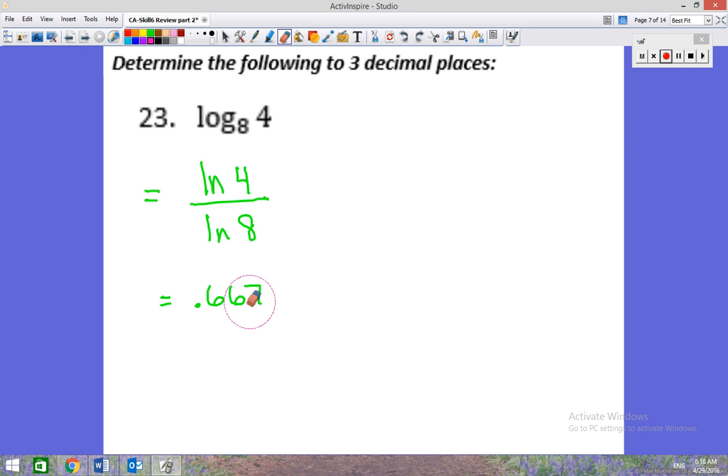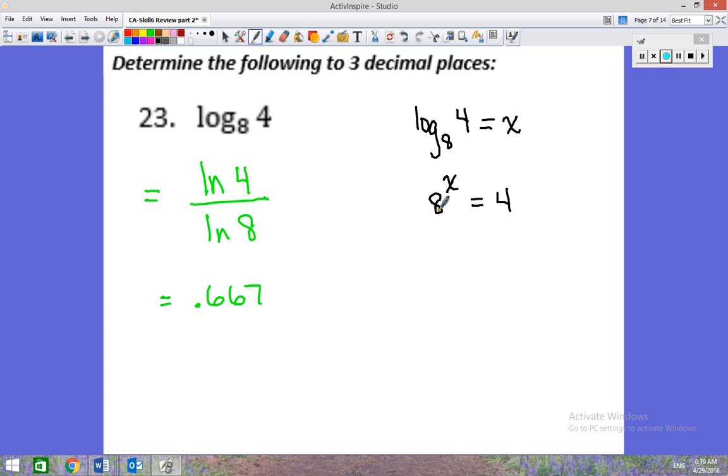Alright, now in this next problem, I notice that this 0.667 is most likely 2/3. Let's come over and see if there's an algebraic solution, see if we can figure out what this is without a calculator. If I don't know what this is, let's just call it x. Okay, so the base is 8, a logarithm equals an exponent, and so I have 8 raised to the x power is equal to 4.